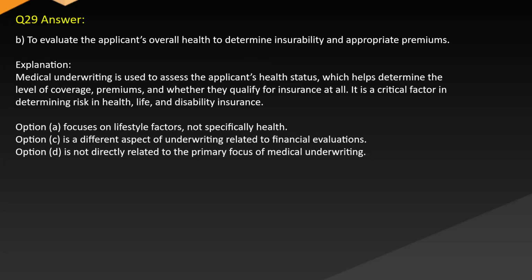Answer: B. To evaluate the applicant's overall health to determine insurability and appropriate premiums. Explanation: medical underwriting is used to assess the applicant's health status, which helps determine the level of coverage, premiums, and whether they qualify for insurance at all. It is a critical factor in determining risk in health, life, and disability insurance.